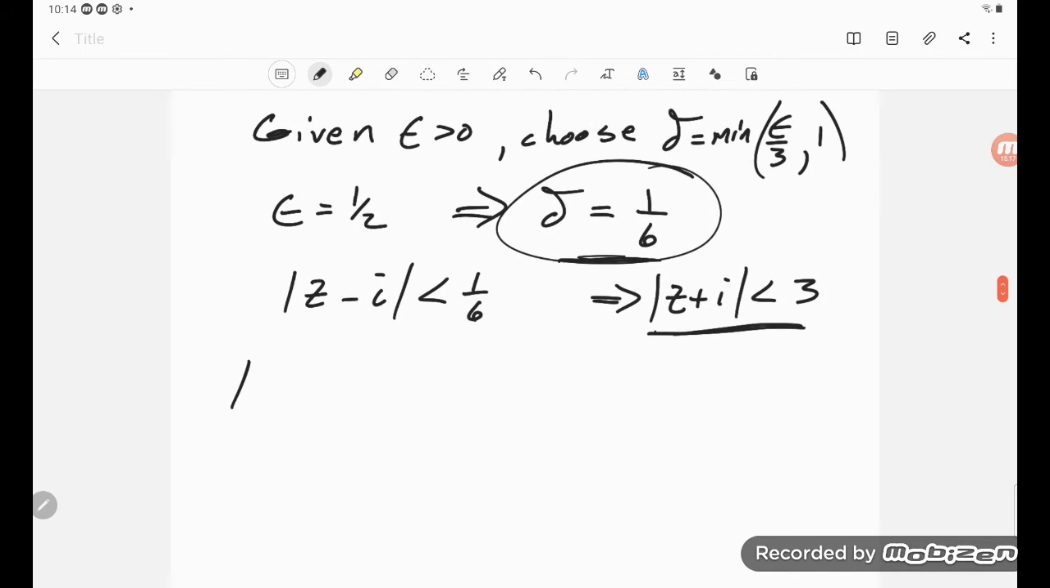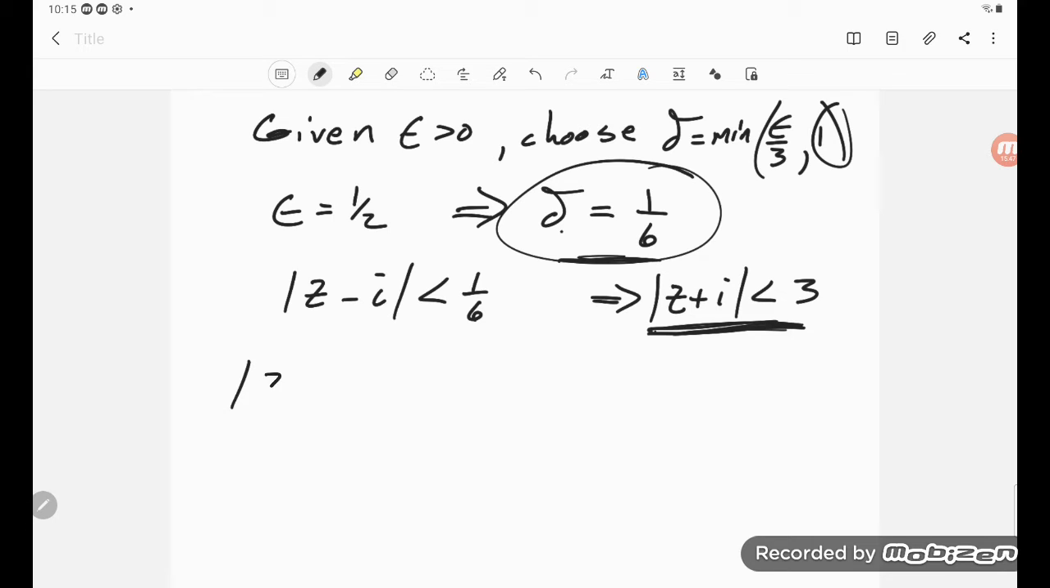Sorry. My delta is the min, so I look at z minus i. It's less than 1/6. So I'll repeat that. z minus i is less than 1/6. Now, since delta is equal to 1/6, I know that z plus i is less than 3. And again, that came from that whole one business and so forth.